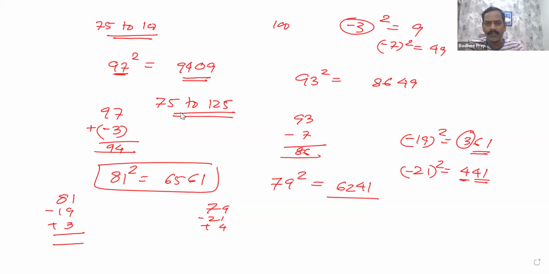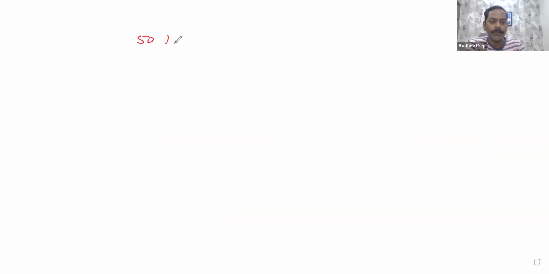Next thing is, how about those numbers which are way less than 100, right? The difference is exceeding 25. In that case, what happens is that we change the base from 100 to 50, right? For example, any number between 50 and 75. Say I want to find the square of 71. If I take the difference from 100, then definitely that difference is 29.